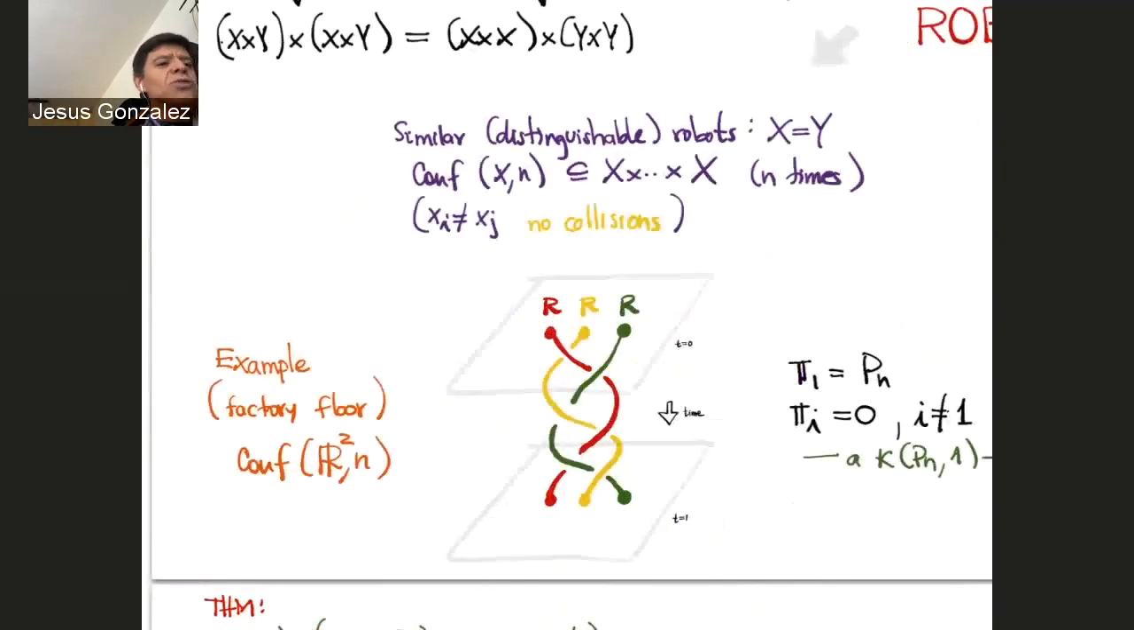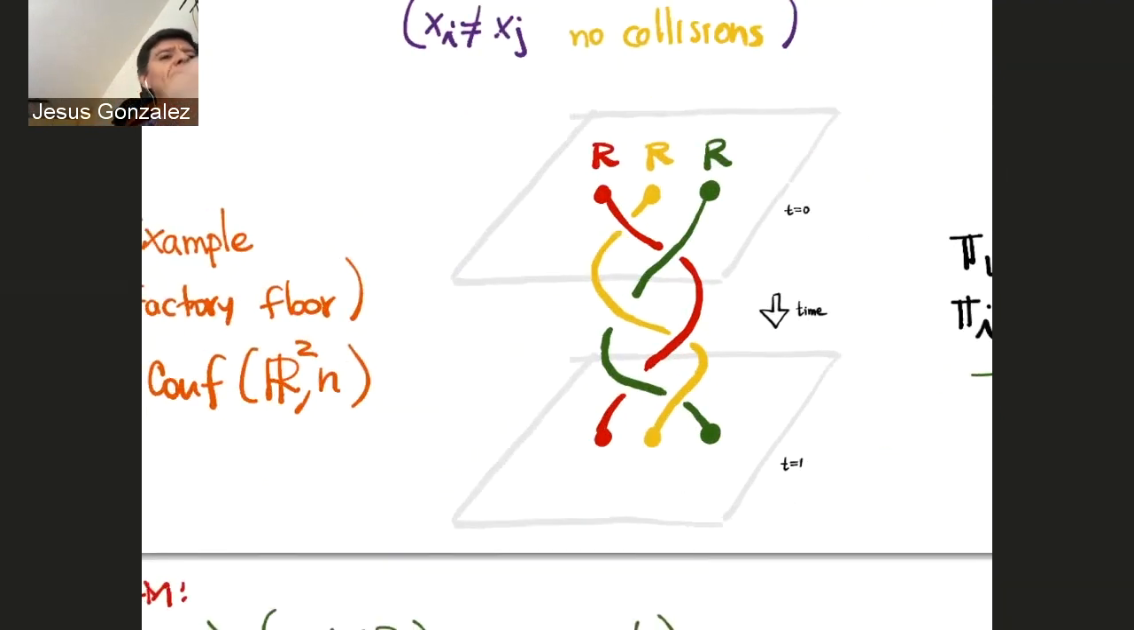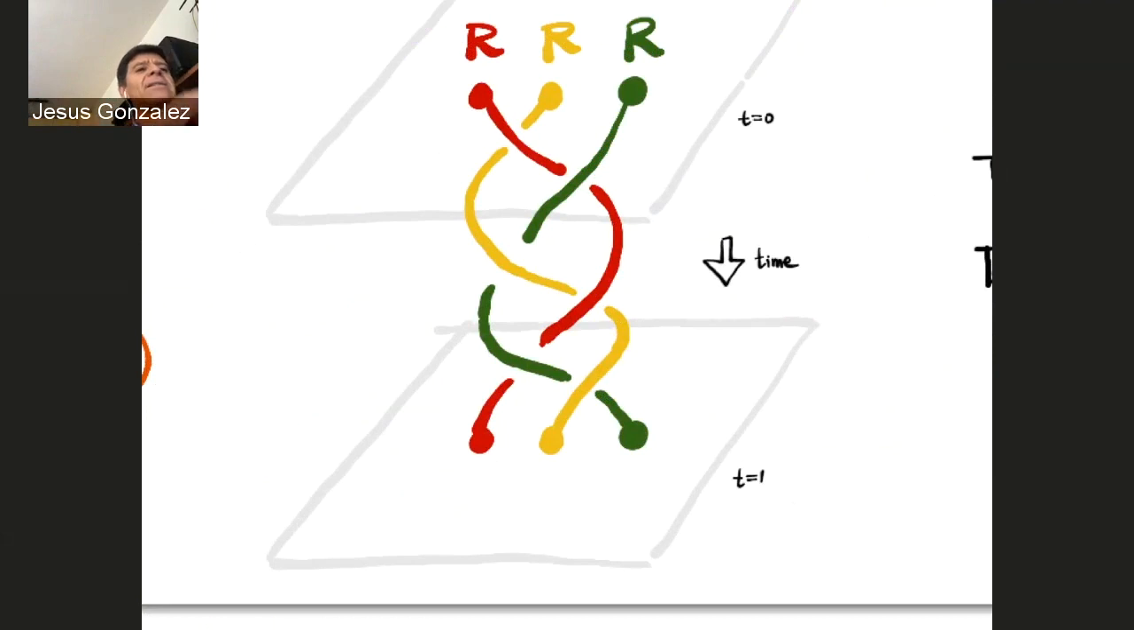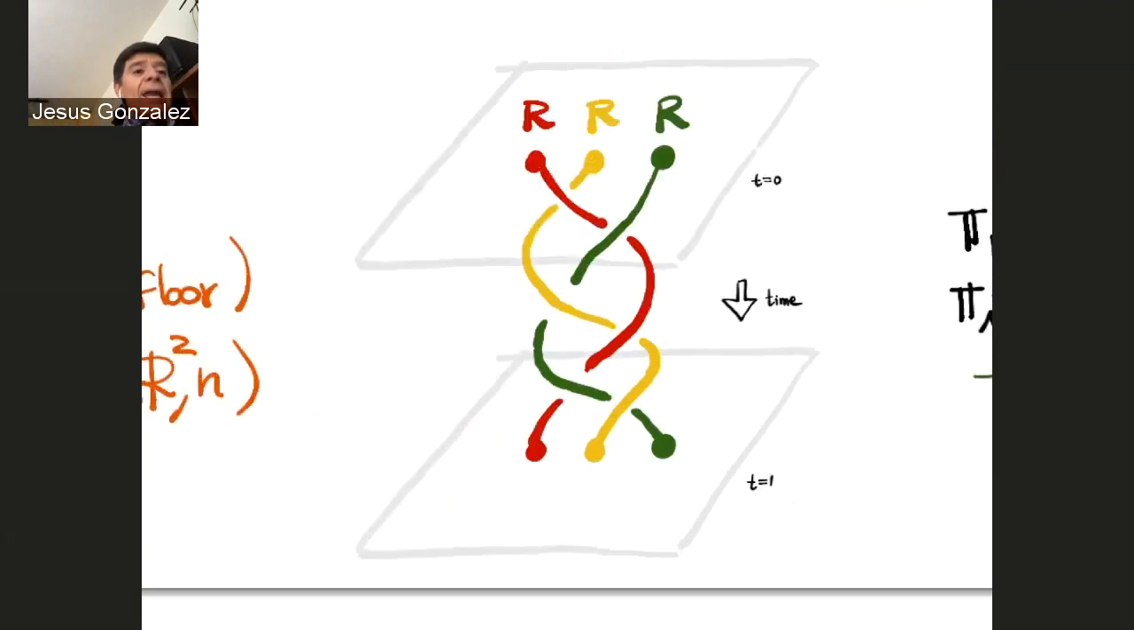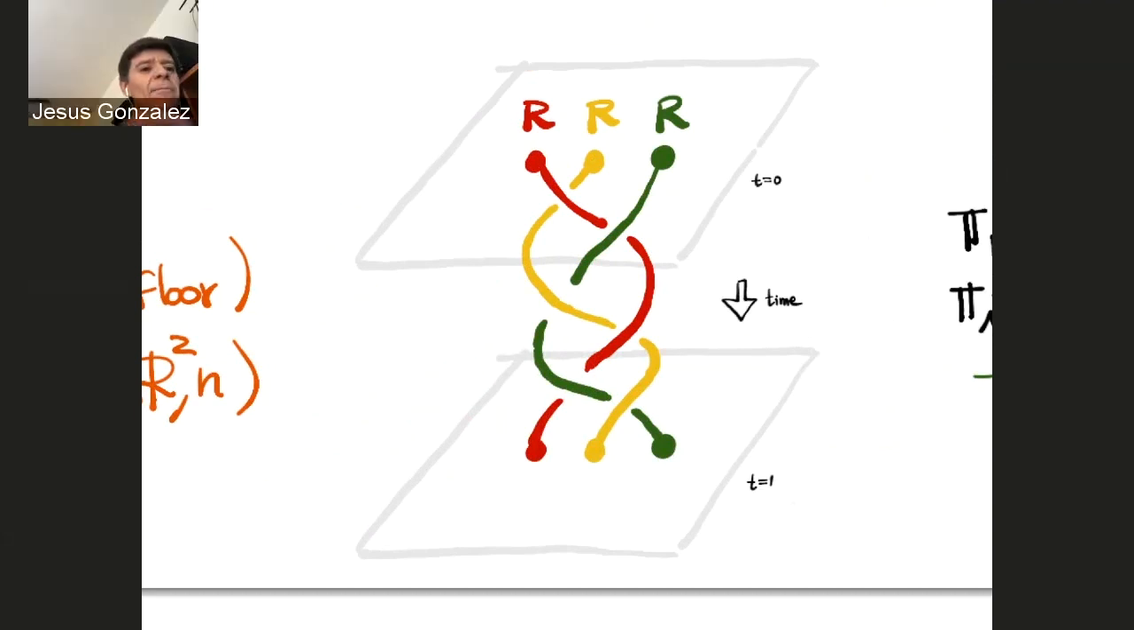And a nice example of this situation would be the problem in a factory floor where you have, say, three robots, one red, one yellow, and one green. They are moving on the top square in this picture. This is the floor of the factory, and they have to be distributed to the different teams that are working in this factory. Now, suppose that the time goes from top to bottom, from 0 to 1, and as the robots move, if I put this third dimension, then their paths describe this braid.